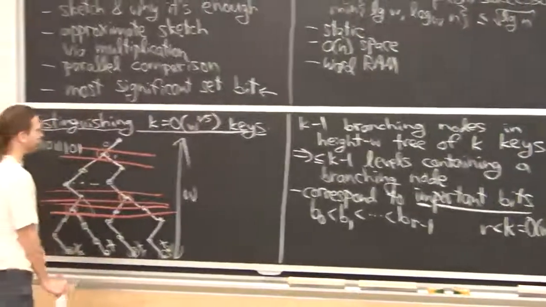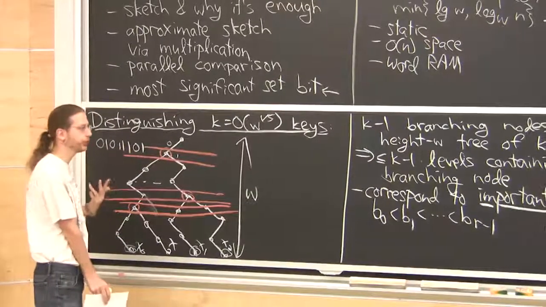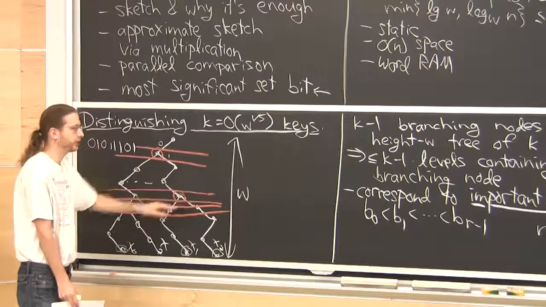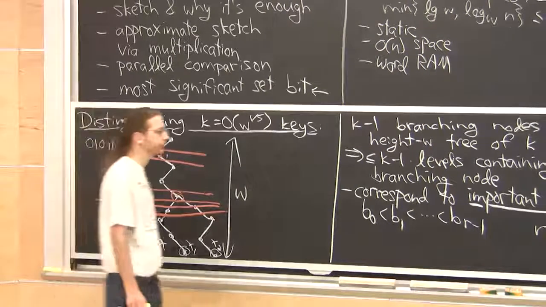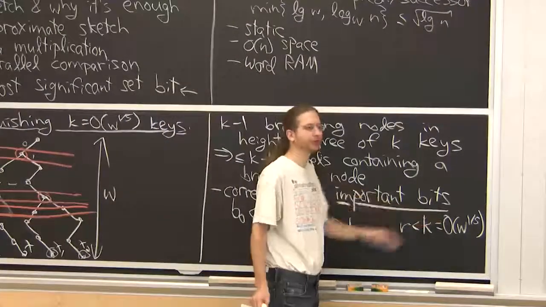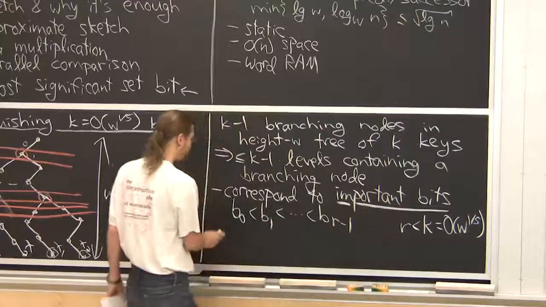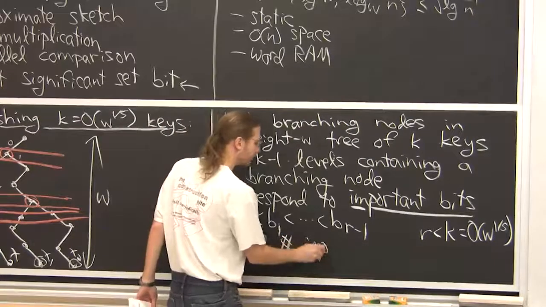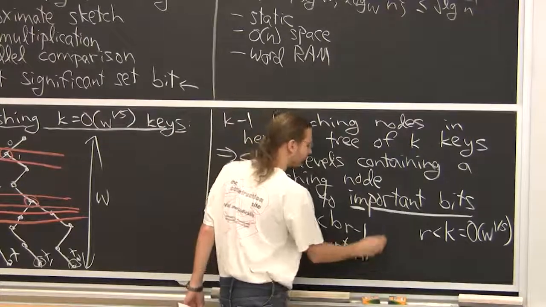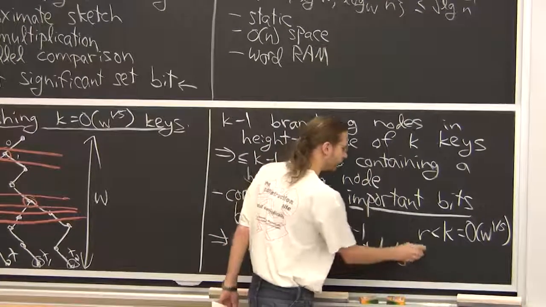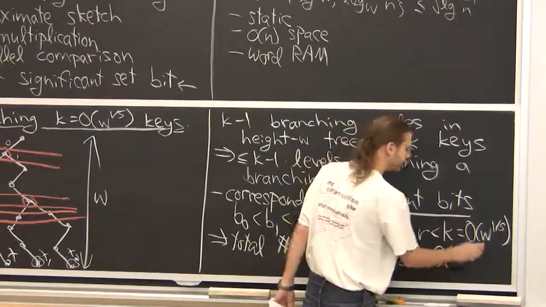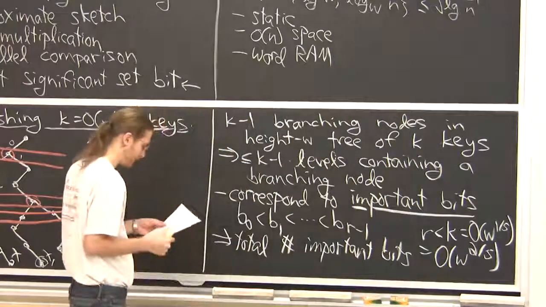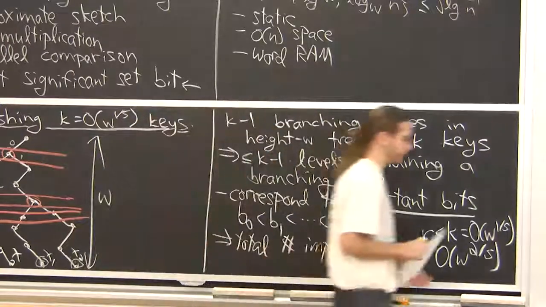So the idea is don't store all w bits for all the keys. I mean, you have to store them, but don't look at them. Just look at these important bits for the keys. And then life is good because there's only w to the 1/5 bits per key. There's only w to the 1/5 keys. And so the total number of important bits among all K keys is small. It's only w to the 2/5, which is less than w. So it fits in a single word, and we can look at this in constant time. So that seems like a good thing.